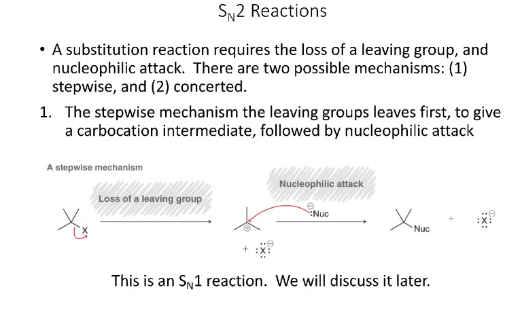Now there are two possible mechanisms for a substitution reaction. We can have either a stepwise or a concerted mechanism. In a stepwise mechanism, first we have the loss of a leaving group, and then the resulting carbocation gets attacked by a nucleophile. Now this is actually an SN1 reaction, and we'll discuss it later. An SN2 reaction is the concerted mechanism, which we'll talk about on the next slide.